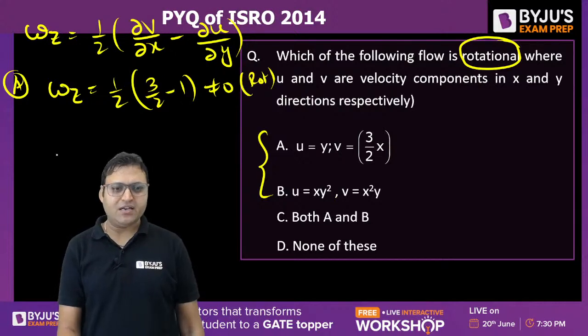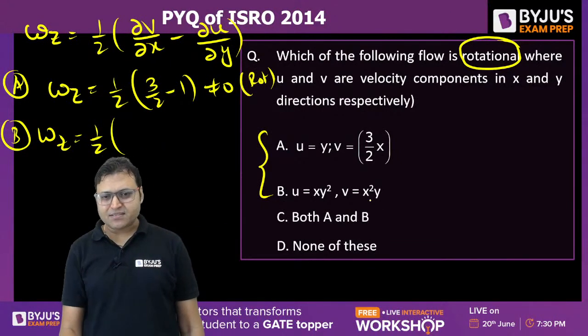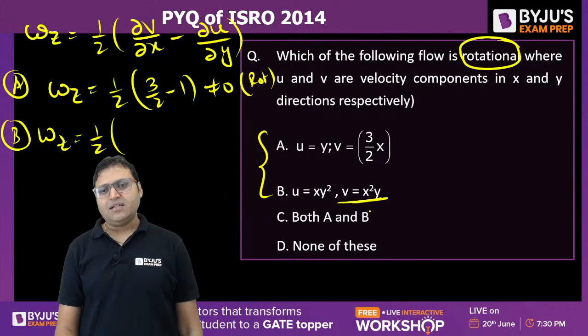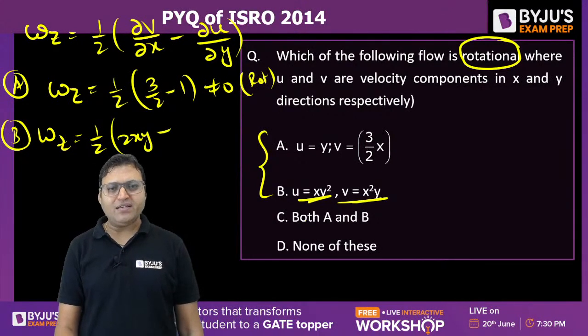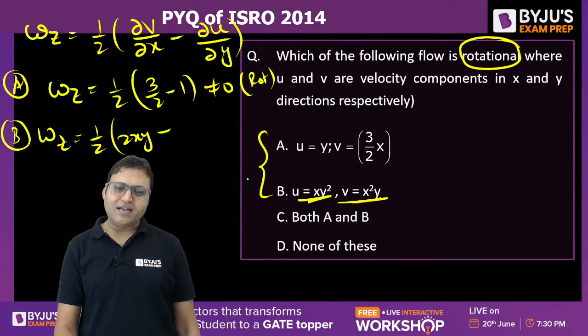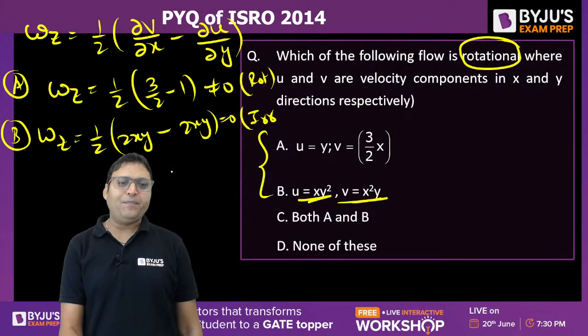A is rotational. Let us try to find out B, omega z. Half into what is del v by del x? Del v by del x, that is 2xy, minus del u by del y. How much is that? That is also 2xy. That is equal to 0. So that is irrotational. B is irrotational.